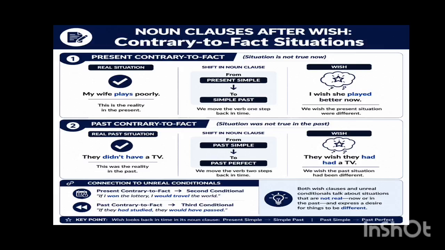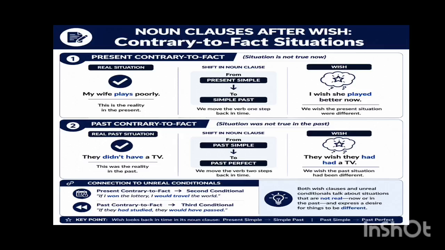And we have past contrary to fact. What if the situation happened in the past? For example, they didn't have a TV back then. To wish for a different past, we must go even further back. We shift the past simple to the past perfect. So it becomes they wish they had had a TV. This is a regret about a past fact that cannot be changed.